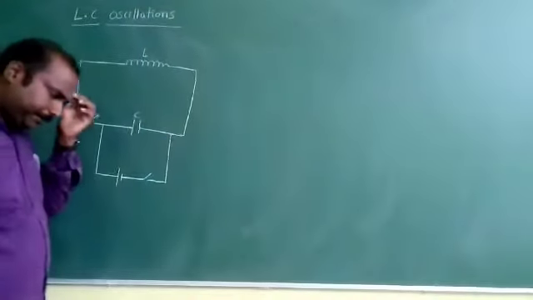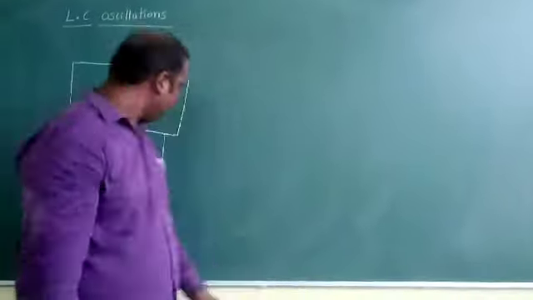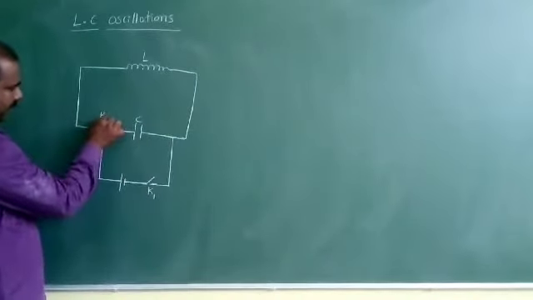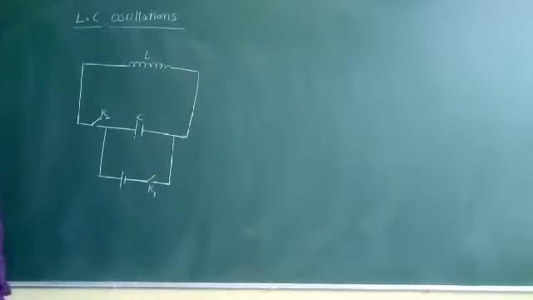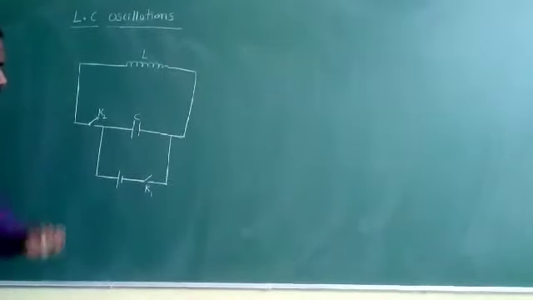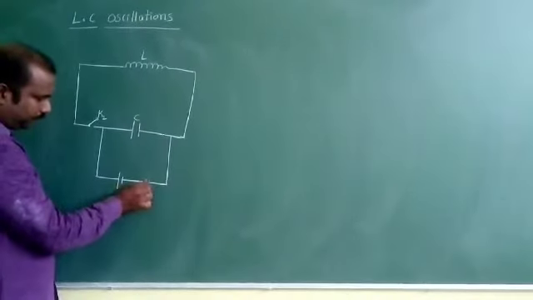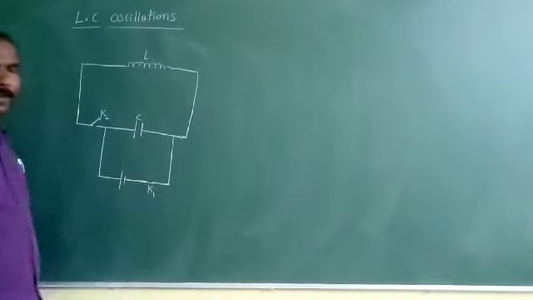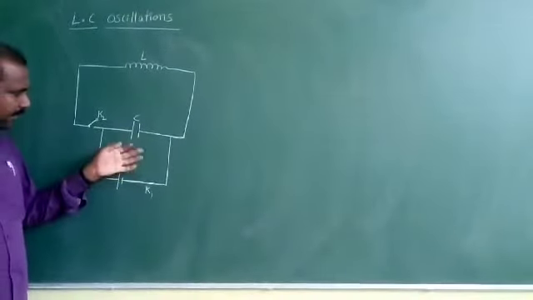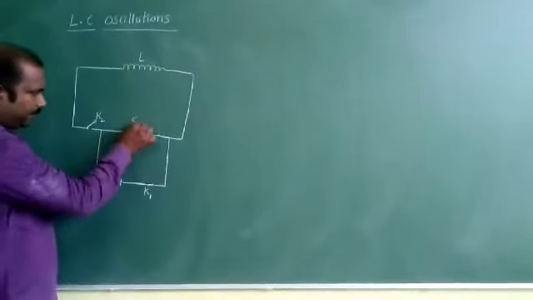Now see here, this is the key K1, this is the key K2. Initially K2 is open, K1 is closed. Okay. If the K1 is closed, what is happening? The battery is connected to the capacitor.